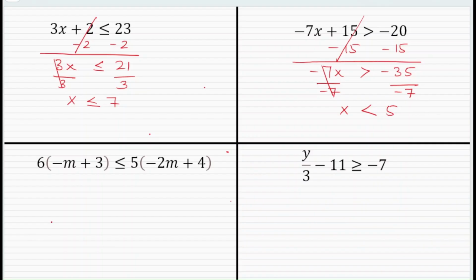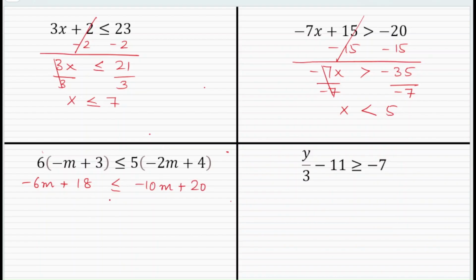All right. Let's start this one. In this one, I will be using the distributive property. 6 multiplied by minus m will be minus 6m, plus 6 times 3 is 18, less than or equal to 5 times minus 2m, which is minus 10m, plus 5 times 4, which is 20.